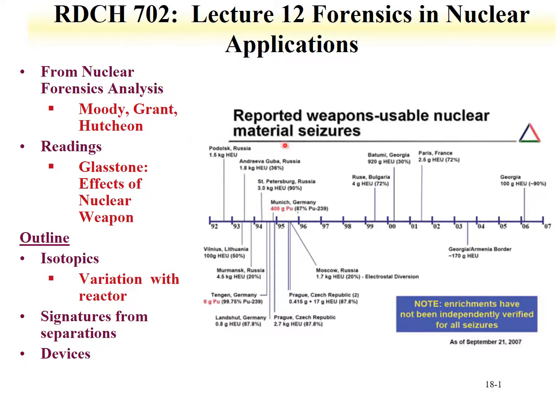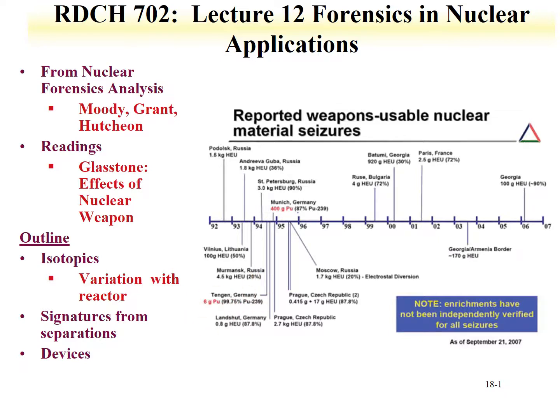An example about the utility of nuclear forensics can be shown here. This is reported nuclear material seizures up until 2007, and as you can see, there's different amounts from gram to kilogram levels, different types of material, primarily highly enriched uranium. However, there are some instances of seizures of plutonium, 87% in this case, 99.75% in this case of plutonium-239.